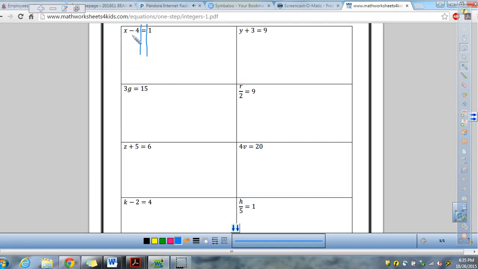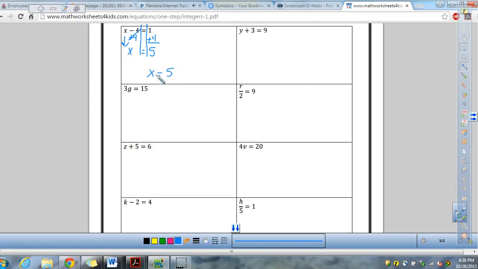So we have to look. I have an x minus 4 here. To get it to the other side, I have to do the opposite or inverse operation. The opposite of subtracting 4 will be to add 4. What I do to one side, I must do to the other side. If I have a negative 4 plus 4, that's going to equal 0, so they cancel out. I bring down my x, and 1 plus 4 is 5. So my answer here is x equals 5.